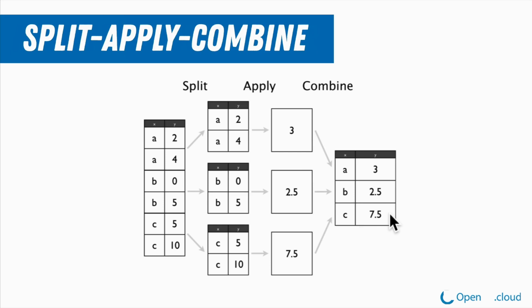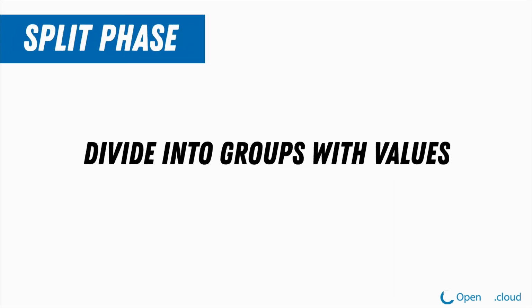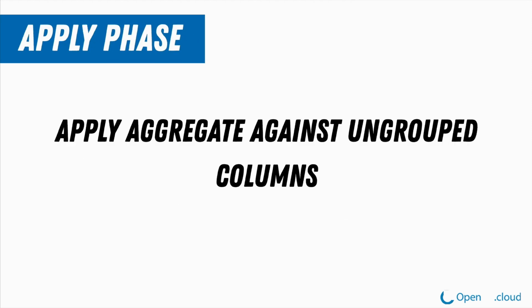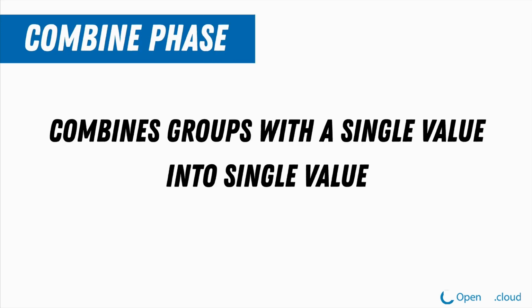Split, apply, combine. We split by the groups, we apply the aggregate functions to the remaining columns, to the columns we specified that need to apply an aggregate function, and then we combine the results to gain the output. So, split, divide into groups with values, apply. Apply aggregate against ungrouped columns, the ones that we specify. The combine phase combines groups with a single value into a single value.